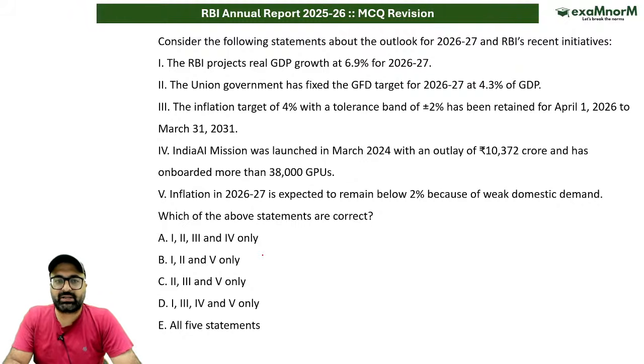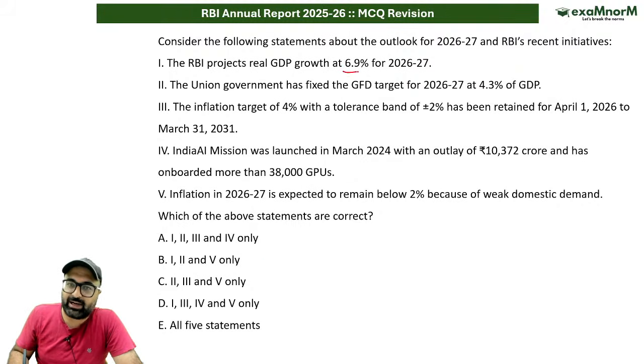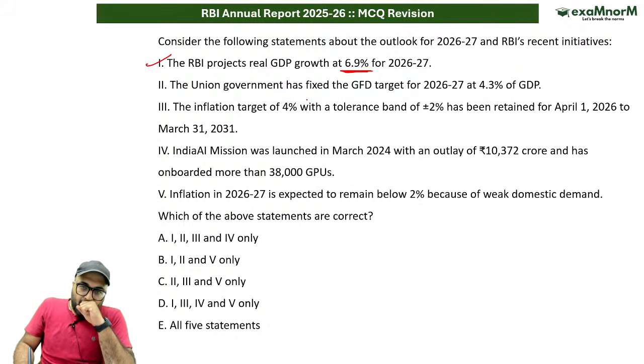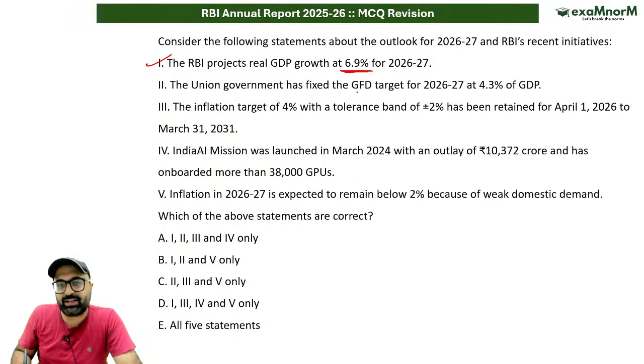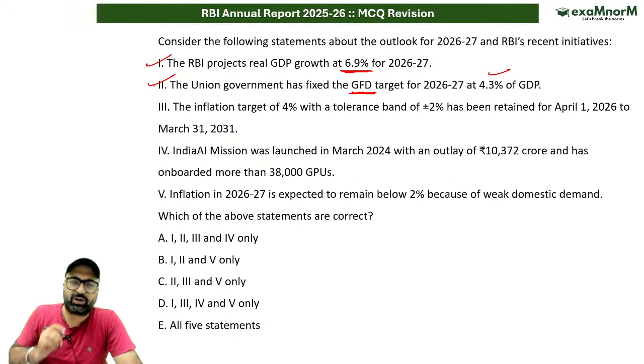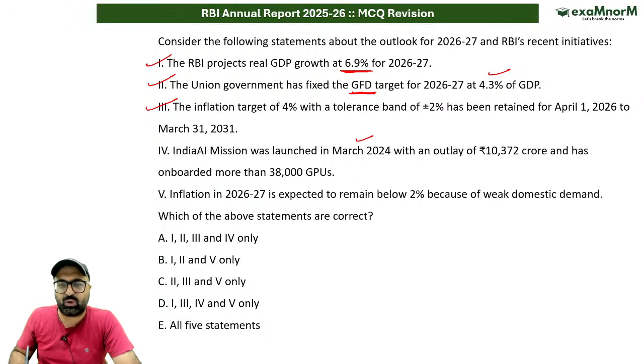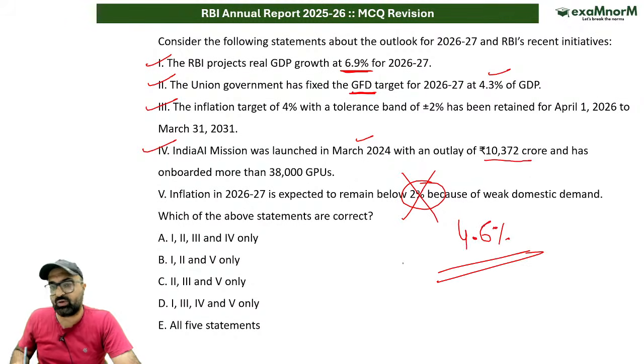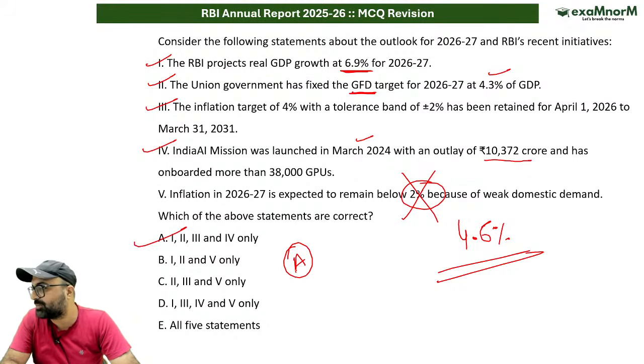अगला क्वेश्चन देखो. अगला क्वेश्चन क्या कहता है? RBI has projected that India will grow at a rate of 6.9% in 2026-27. Absolutely correct. The Union government has fixed the gross fiscal deficit target at 4.3% for 2026-27. That is correct. Inflation tolerance is 2 to 6% from 2026 to 2031. That is correct. India AI mission launched in March 2024 with an outlay of 10,000 crores. That is correct. Inflation in 2026-27 is expected to be below 2%. No, sir, no. It is expected to be around 4.6%. So the answer to this particular question is the A option. ठीक है जी, क्लियर है.